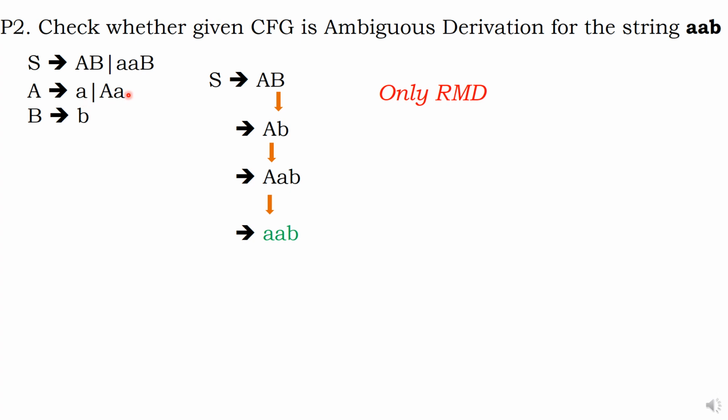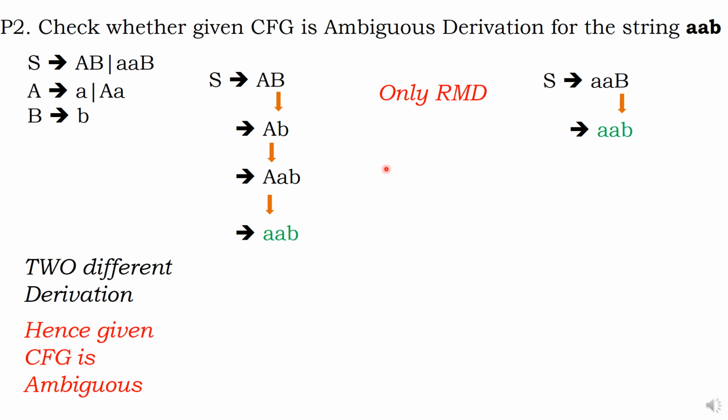I will start the same work. S gives AAB. Instead of starting with AB, using the same grammar, I will start with AAB. I can do that because the grammar remains the same. This B I will replace by small letter b, story over. Now you see, I have preferred RMD only, but I got two different derivations for the same result. So it is ambiguous in nature.